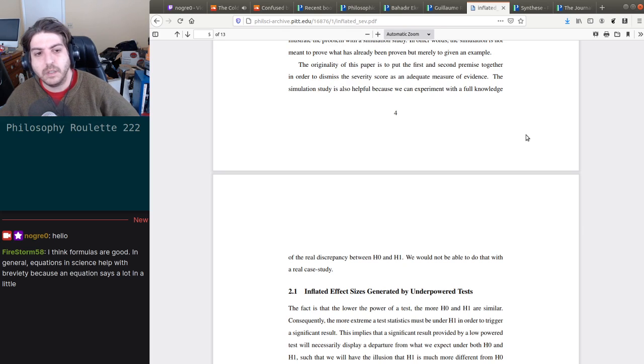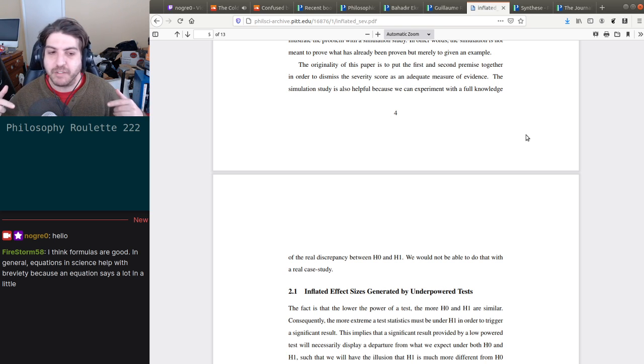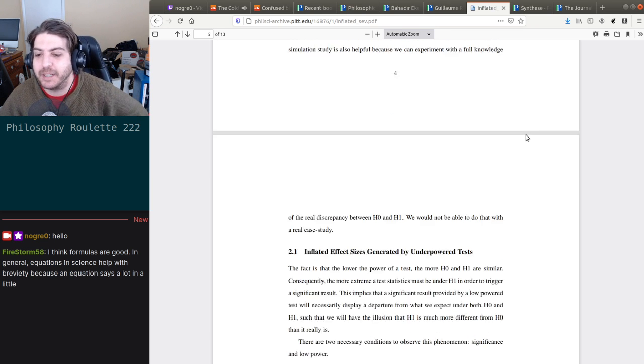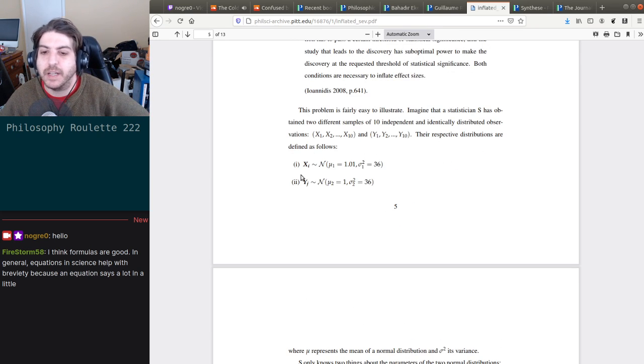Hey Firestorm, what's up? I think formulas are good. In general, equations in science help with brevity because an equation says a lot in a little. I completely agree with you, Firestorm. The problem is when I'm reading it, reading out formulas is extremely difficult. Let me show you what it gets to be. I'm like, X, bold X sub i, tilde, script capital N, open parentheses, mu sub 1 equals 1.01, comma, sigma squared over 1 equals 36.